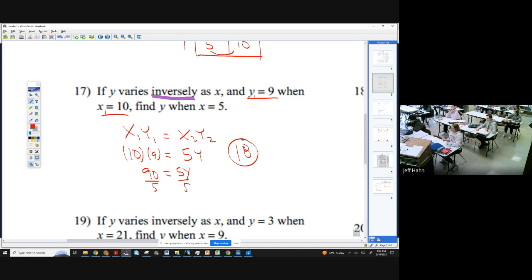That's inverse variation. When one goes up, the other one goes down. When one goes down, the other one goes up. And since x went down, y is going to go up. You could almost think about it like this. X was cut in half, so y is going to be doubled because it's the opposite. It's inverse variation. So you do 20.